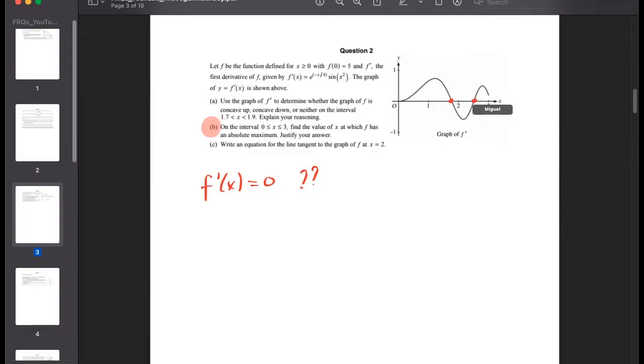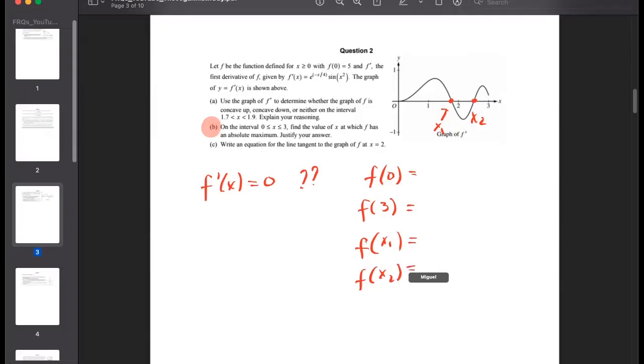Okay. And of course, we have to test our endpoints because they're talking about from 0 to 3. So we know that we're going to have to test f of 0, f of 3. We're going to have to test f of, we don't know what it is, that first value. We actually might need to find that. And then, of course, we need to test the other point. Now, I'm just going to call these x1 and x2. So we've got to figure out where those values are. Okay, so that's going to be the first step.